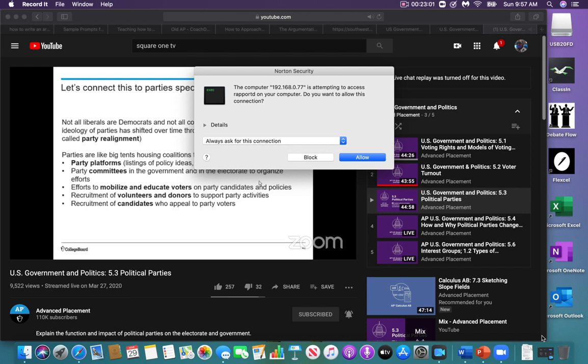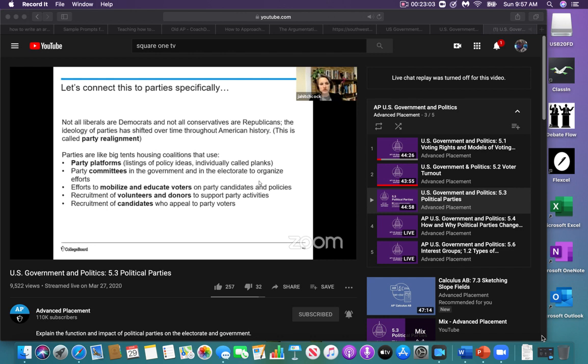So not all liberals, we know this, not all liberals are Democrats, and not all conservatives are Republicans. This has fluctuated over time. We have a fancy term for that called party realignment.